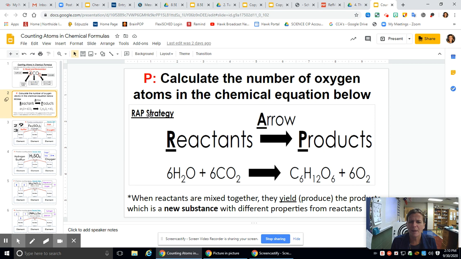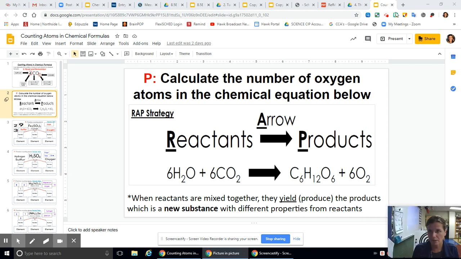So to remember this, that reactants are on the left and products are on the right, we could use a RAP strategy. So R stands for reactants, A for the arrow, and then P for products. It spells RAP, R-A-P. So let's look at our reactants and let's count how many oxygen atoms we have.